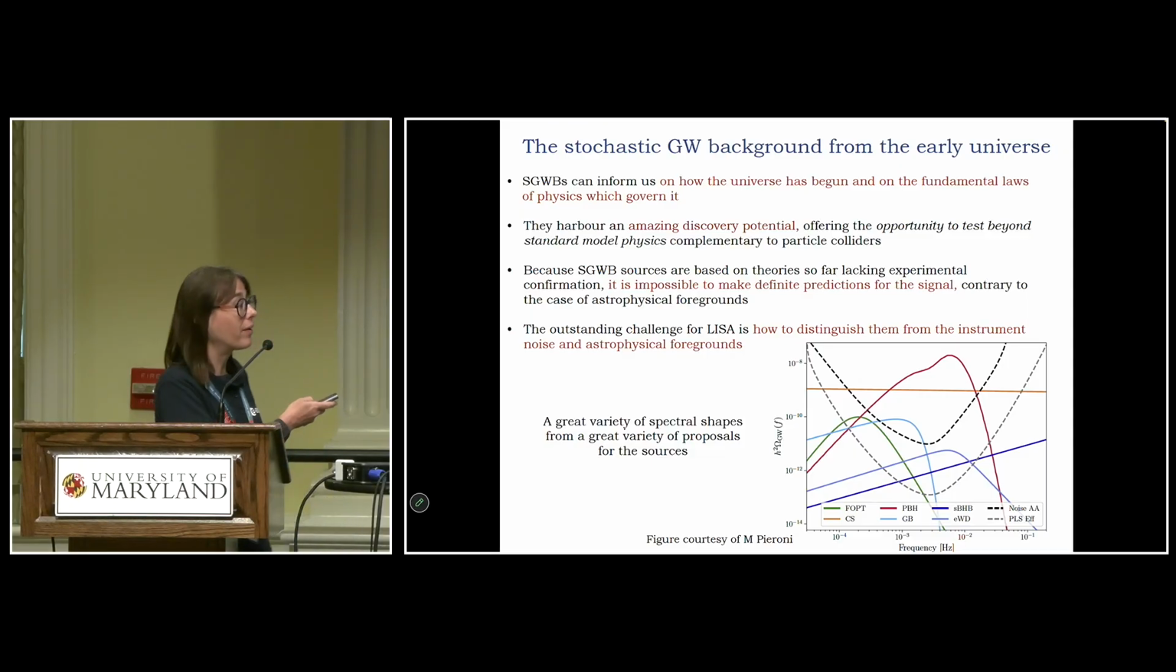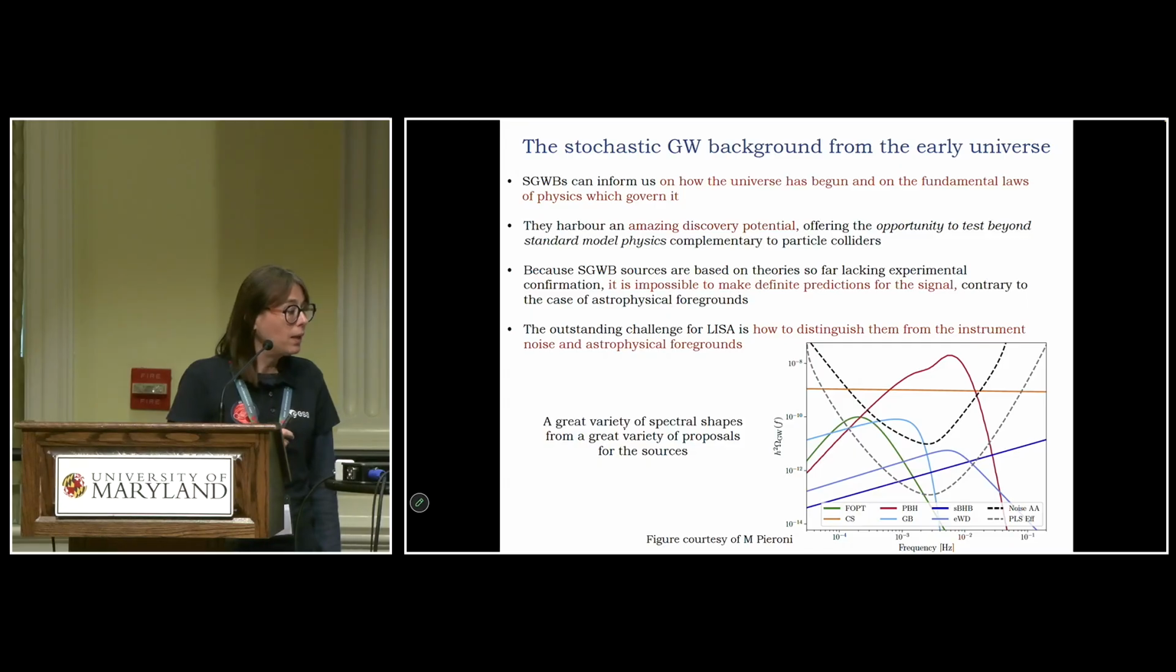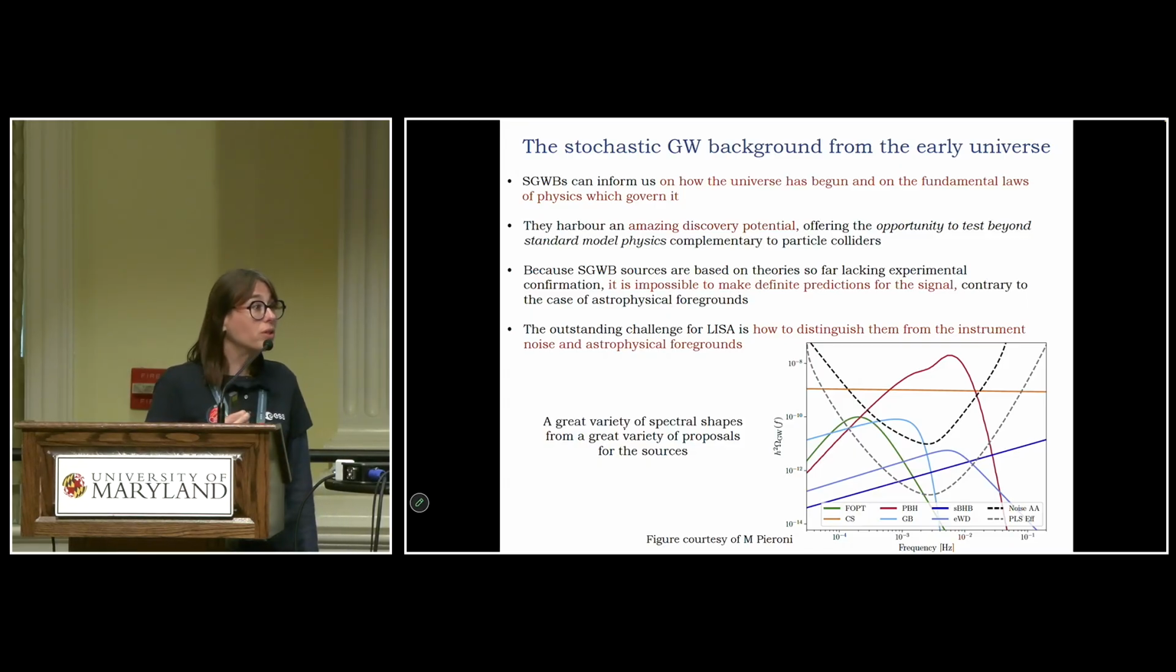There is a great variety of spectral shapes that are proposed from a great variety of sources. You see here this cartoon, with some of them having very high signal-to-noise ratio possibilities. But there is here an outstanding challenge for LISA, which is how to distinguish these particular proposals of signals from the instrument noise and also from astrophysical foregrounds.